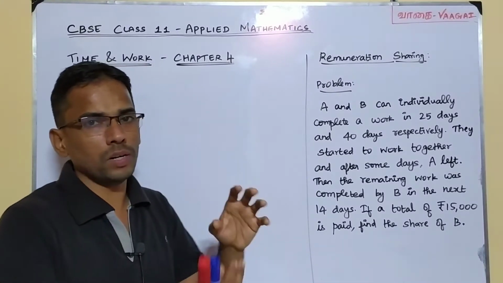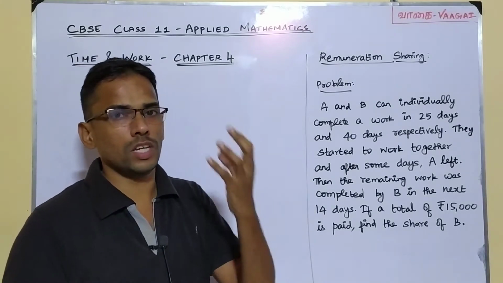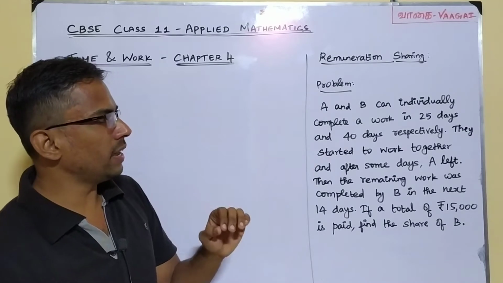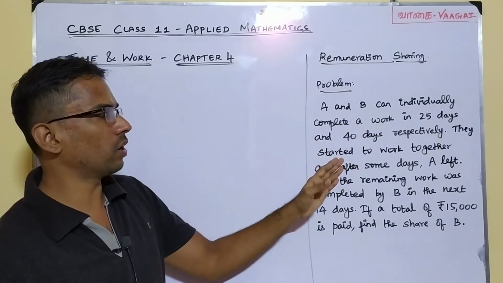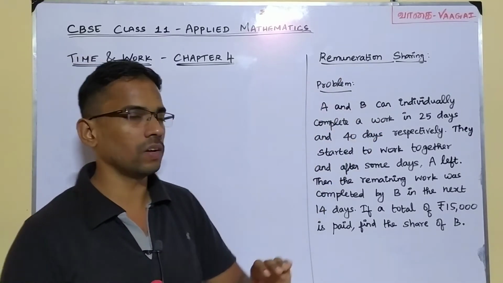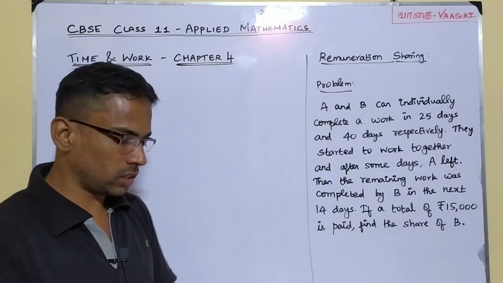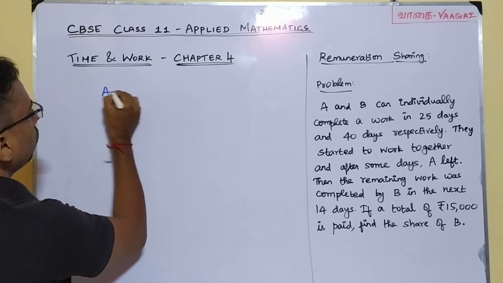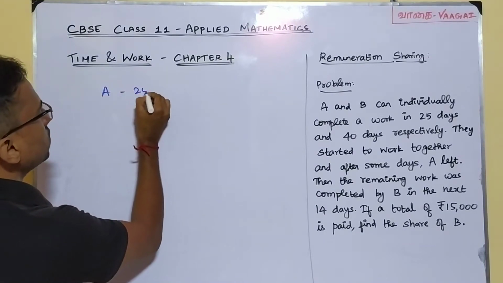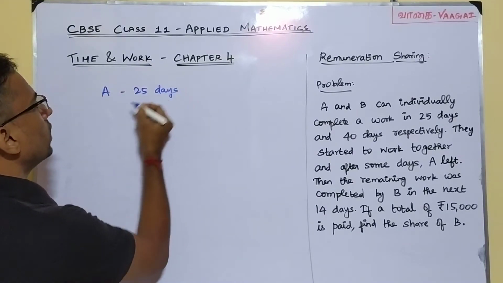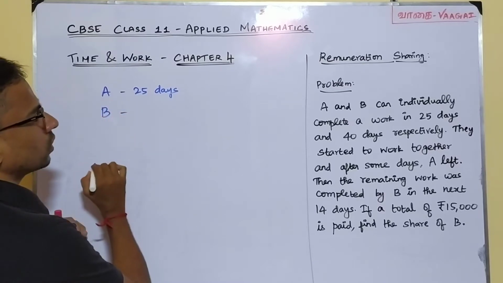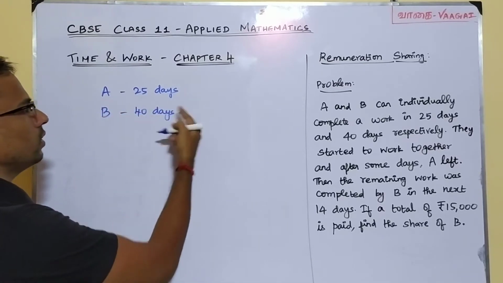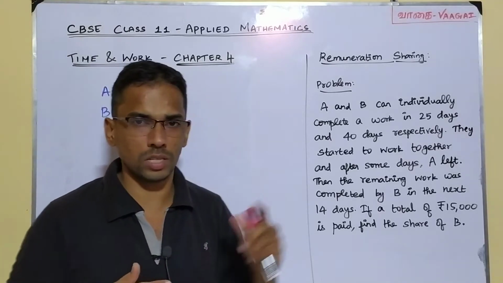We'll take it as parts and try to understand each part. When A and B work individually, it takes 25 days and 40 days respectively to complete the work. So there are 2 people, A and B. A alone can do the work in 25 days, and B alone can complete the work in 40 days. So this is when they work alone. That's what is given in the question.